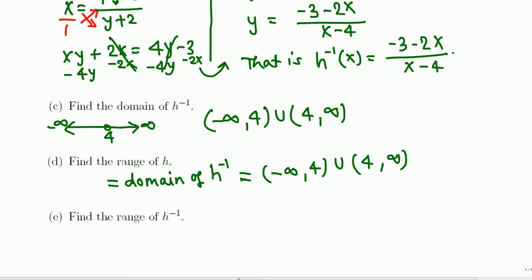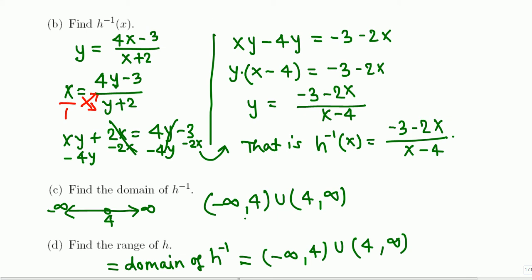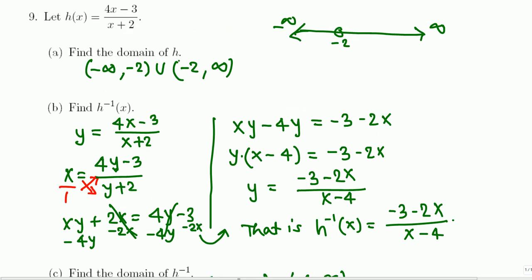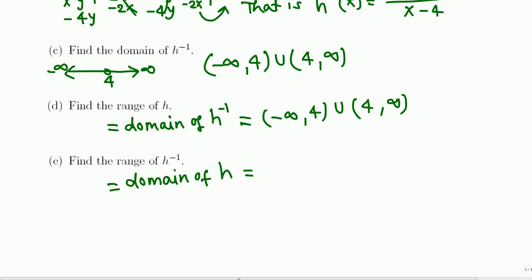Next, find the range of h inverse. The range of h inverse is the same as the domain of h, and that was found at the very beginning. The domain of h is all reals except -2. So we just write this: the domain of h is the same as the range of h inverse, negative infinity through -2 union -2 through positive infinity. Final.